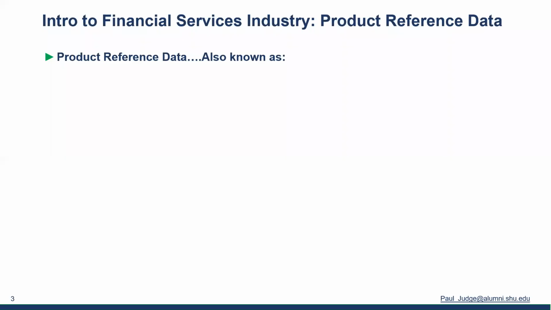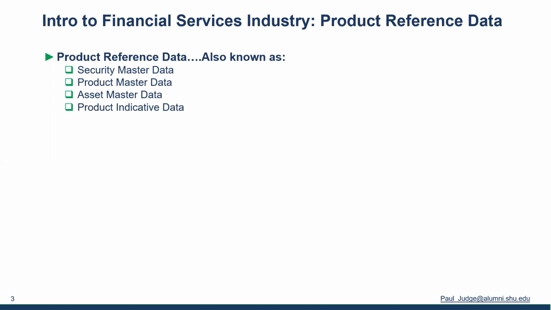So product reference data is also called security master data. Some people call it product master data. Some people call it asset master data. Different firms have different terms. Sometimes it's called product indicative data. But basically, it's the underlying data that's required in order to process a successful securities transaction, right?